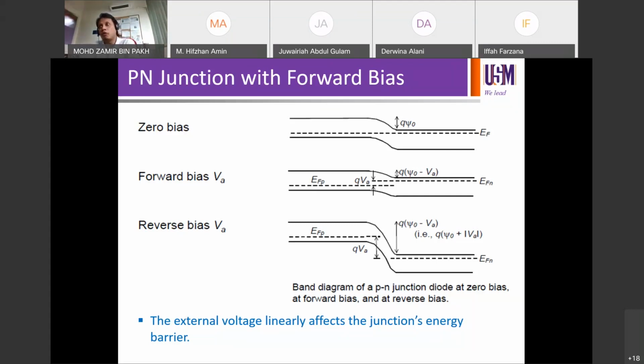So for notation, you can either use VA for both cases to denote applied bias, or you can also use VF for forward bias and VR for reverse bias. Either one is fine as long as you are consistent in the usage of the notations.